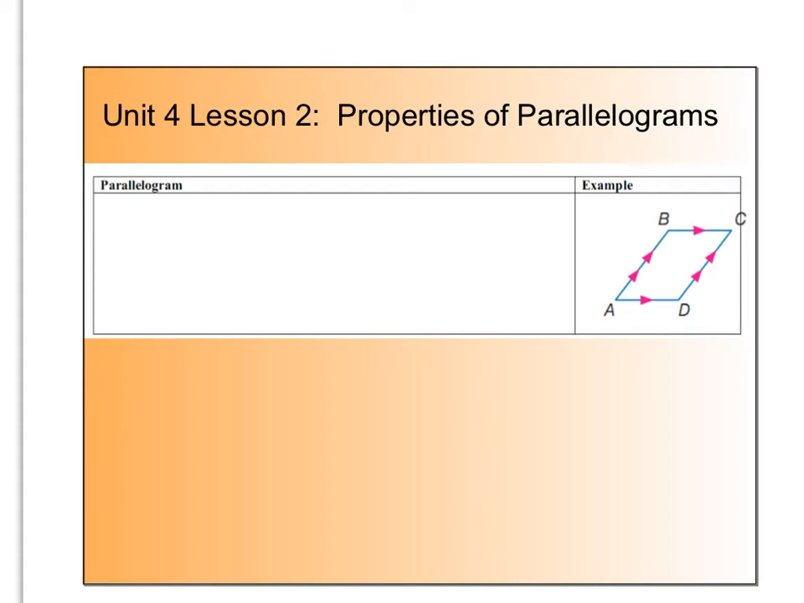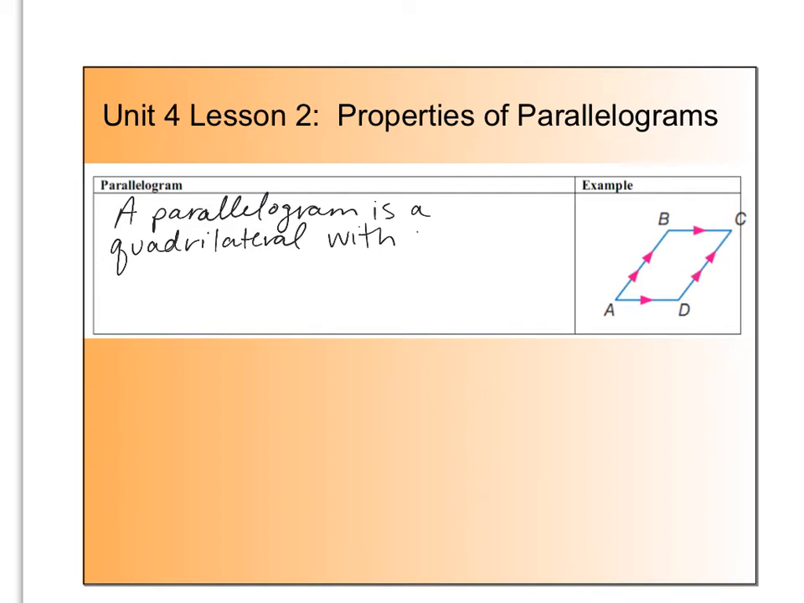The definition of a parallelogram goes like this. A parallelogram is a quadrilateral with 2 pairs of parallel sides. A parallelogram is a quadrilateral with 2 pairs of parallel sides.